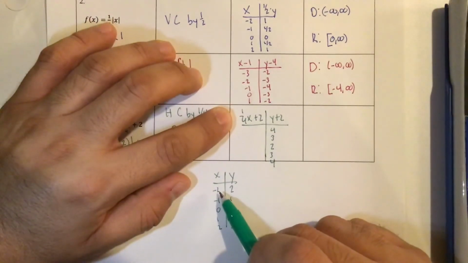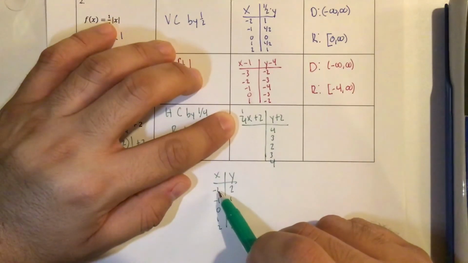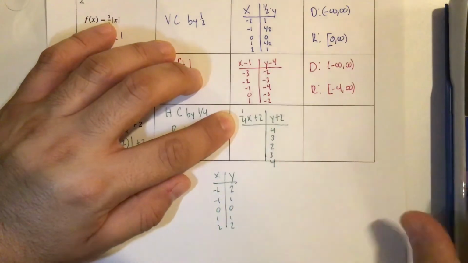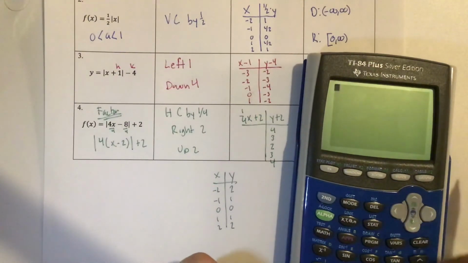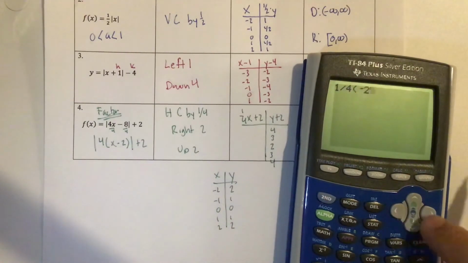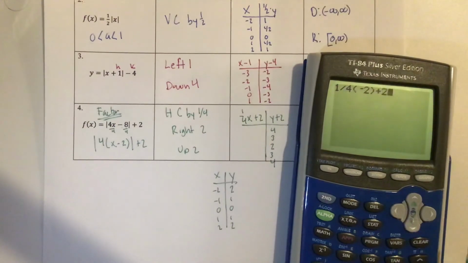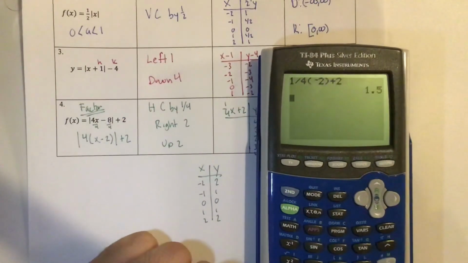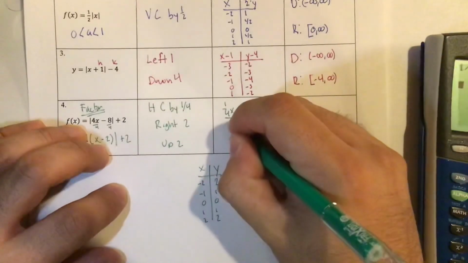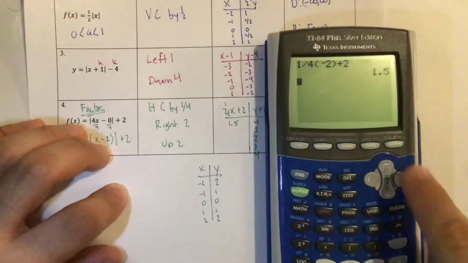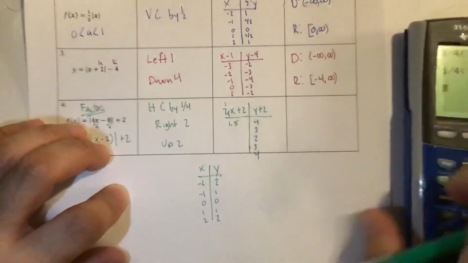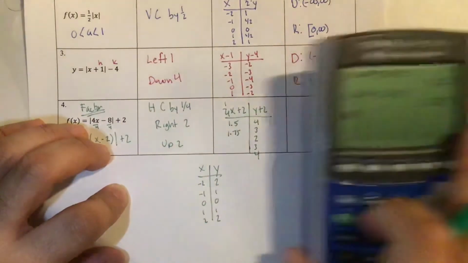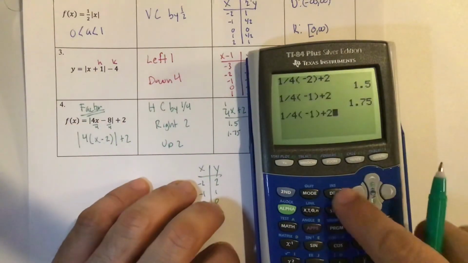So 1/4 of -2 is -1/2. Plus 2 is 1.5. So just to show you, I would just do 1 divided by 4 times -2, close parentheses, plus 2. And once I hit enter, 1.5. And then now I'm going to just go back up and change that to -1, which should be 1.75. Then I'm going to do 0, which should be easy.